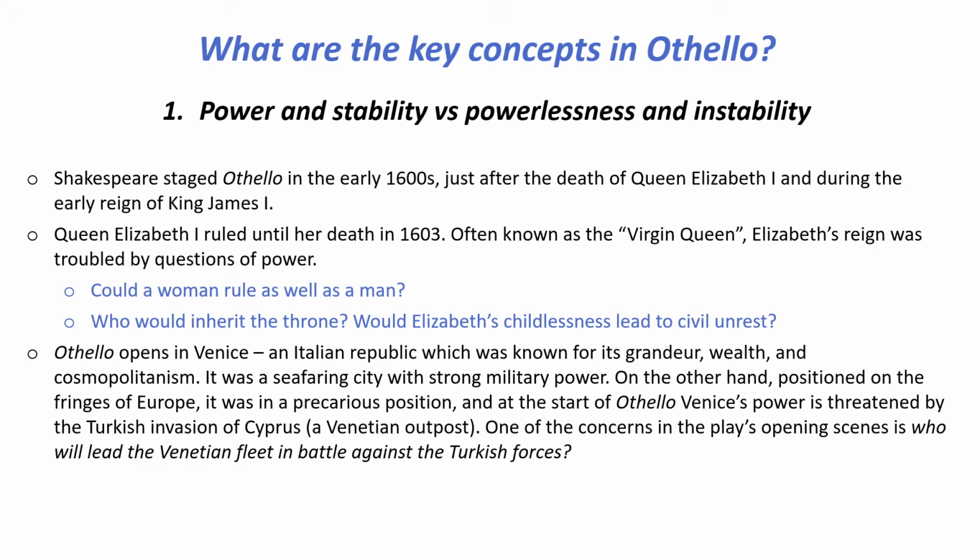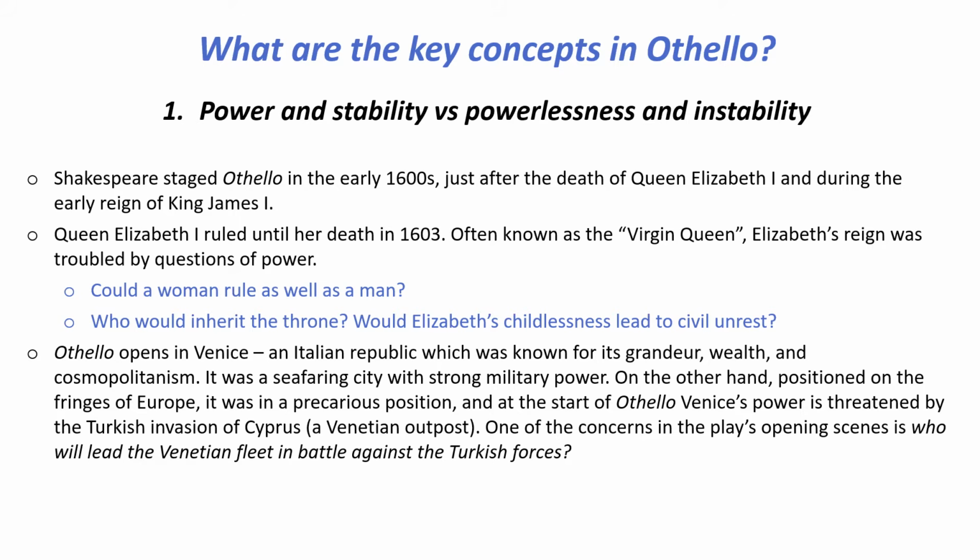England was a seafaring nation. It was militarily strong at the time. In some senses, it was very wealthy in relation to some other countries, and it was becoming increasingly cosmopolitan as well. So there's quite a lot of parallels between Venice and England. On the other hand, Venice was positioned on the fringes of Europe. It was in a precarious position because of that. And at the start of Othello, Venice's power is threatened by the Turkish invasion of Cyprus. And Cyprus was a Venetian outpost.